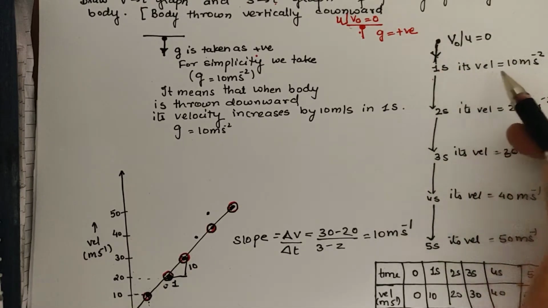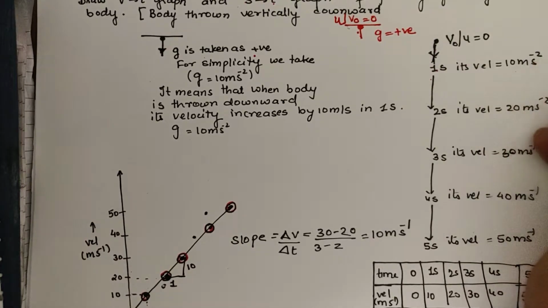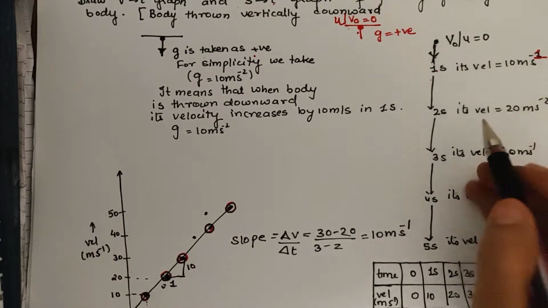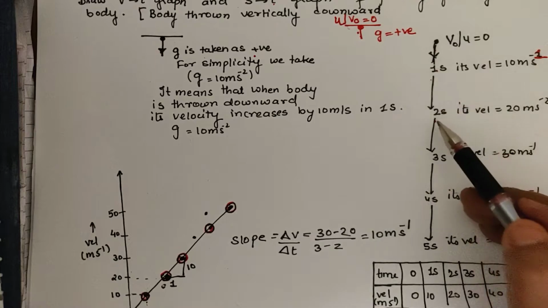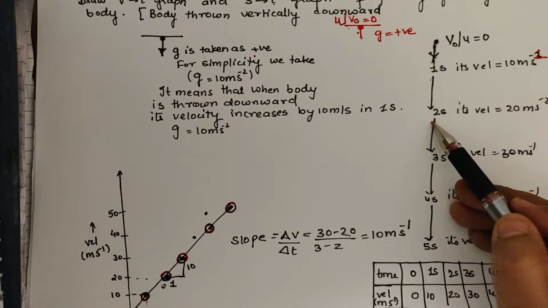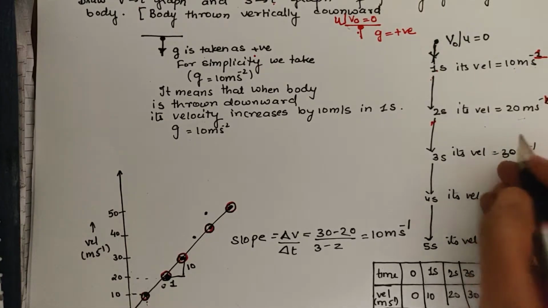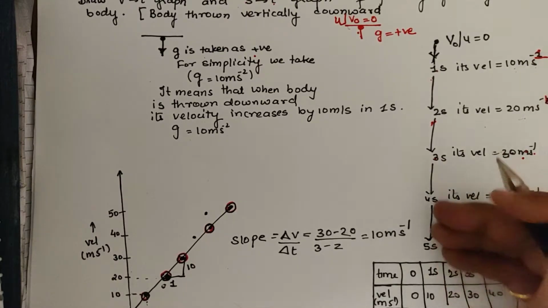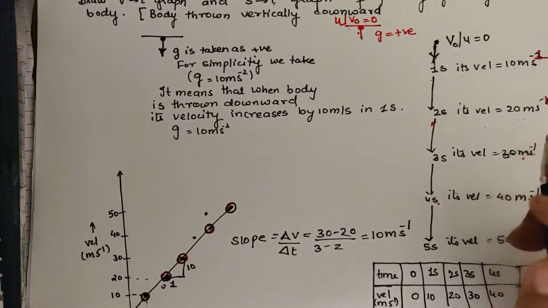in 1 second its velocity increases by 10 meter per second. In the first second it is 10 meter per second, in the second second it's 20 meter per second, in the third second it is 30 meter per second, in 4 seconds, and so on. Its value increases by a factor of 10.